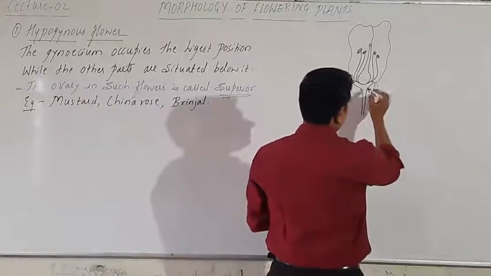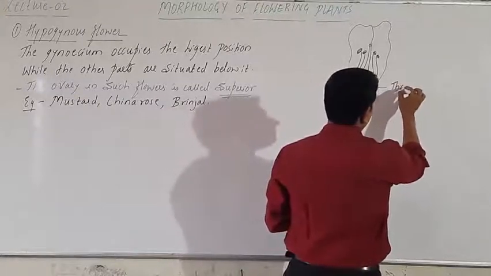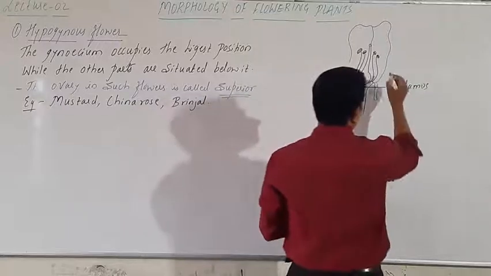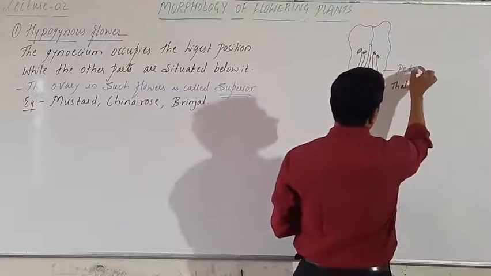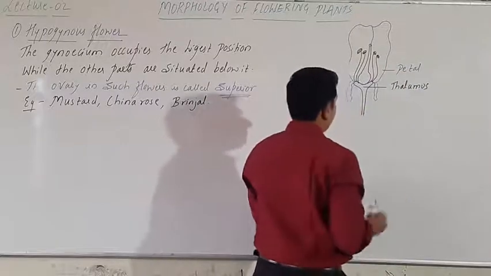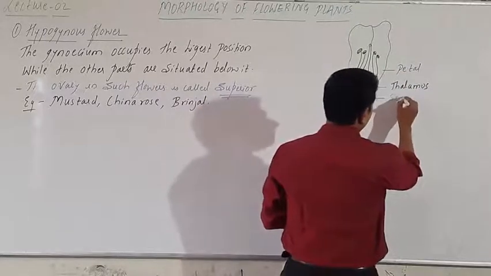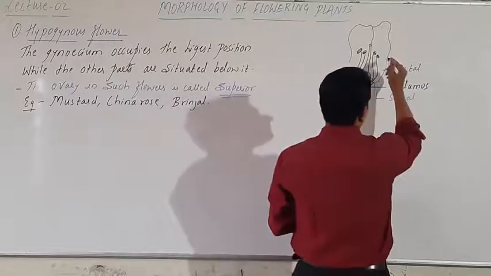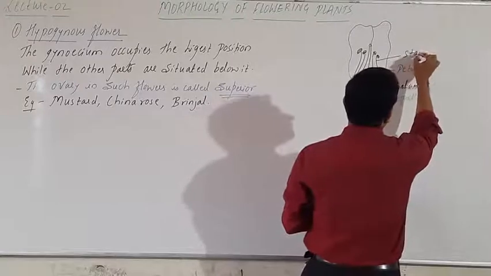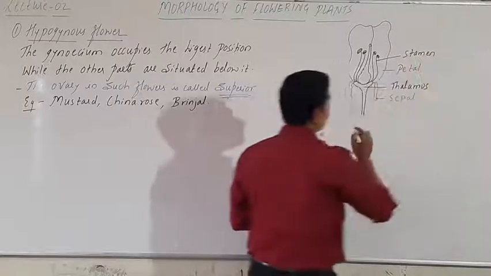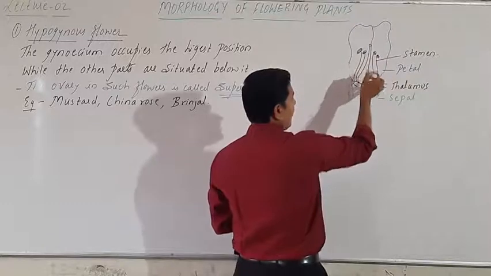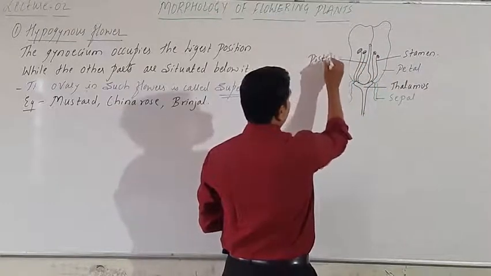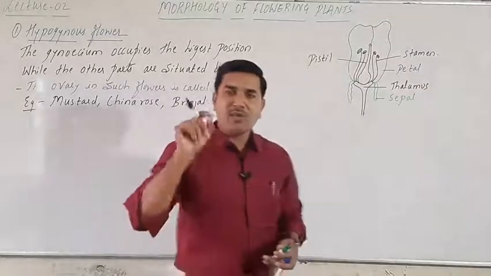This is the thalamus, and this is the petal, and this side we have the sepal, and these are the stamens, and this is the stigma, style and ovary, which is also called a pistil or carpel. Now look at the definition.